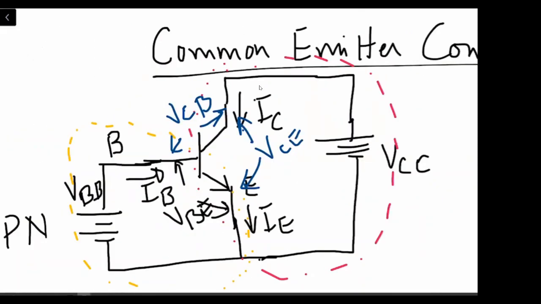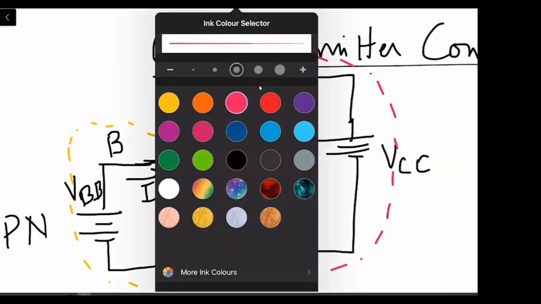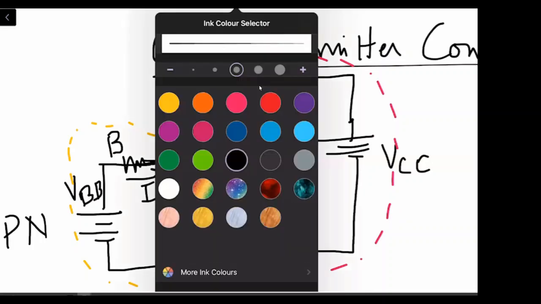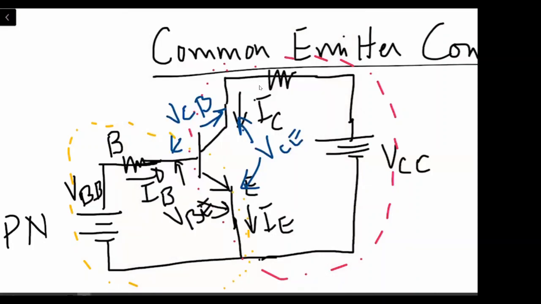Okay, now coming back to the output side of the transistor. As we will be working with voltages and currents, we need to make this circuit more practical, and to do that we need to add resistances in the circuit. One resistance over here is being added, and the other resistance here is being added. The resistance added over here we call RC, and the resistance added over here is called RB. Are you with me?